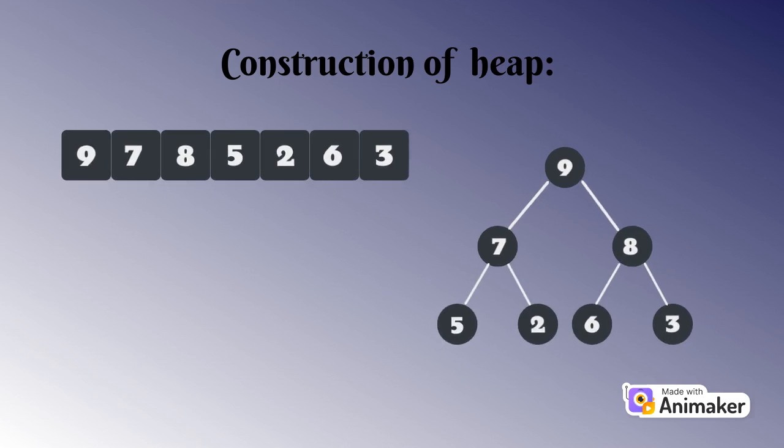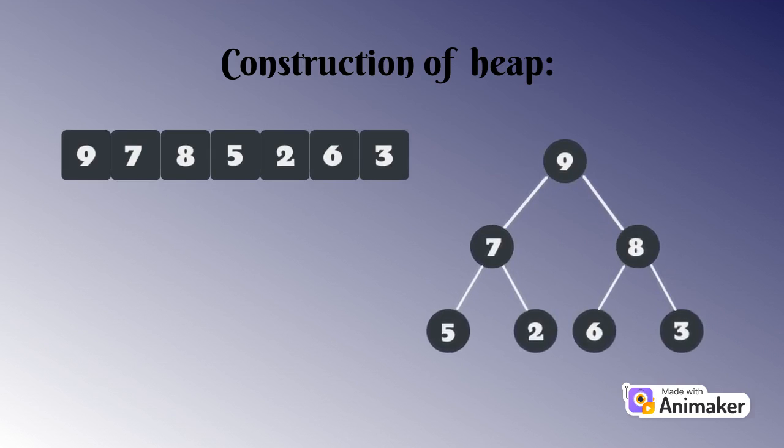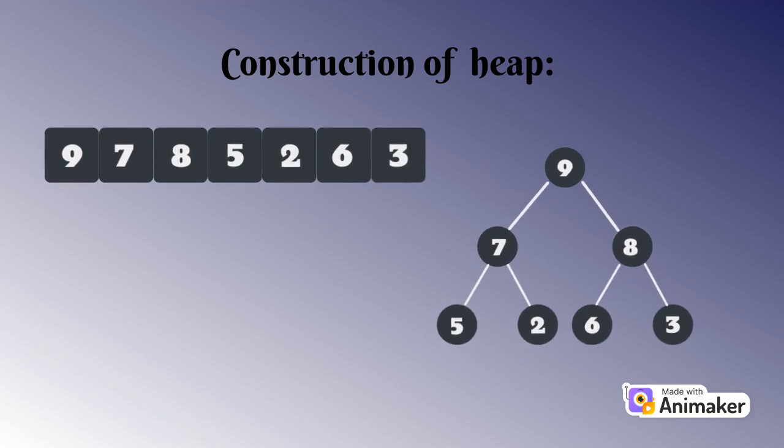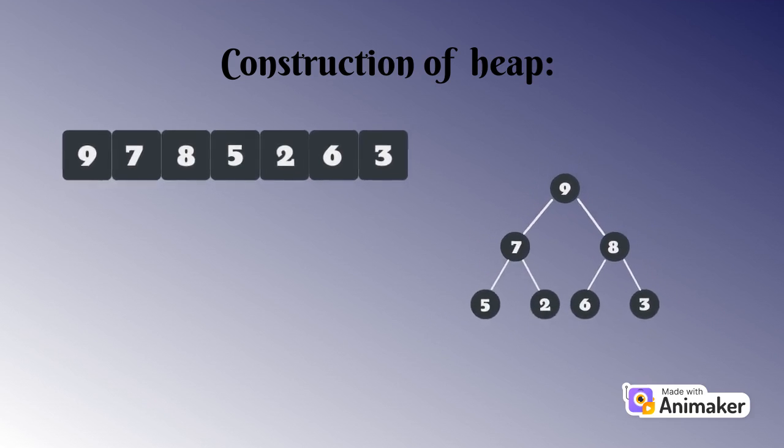Hence, we obtain the final heap for the given array in this binary tree. Or to be precise, the max heap. All the parent nodes have greater value when compared to its child node.